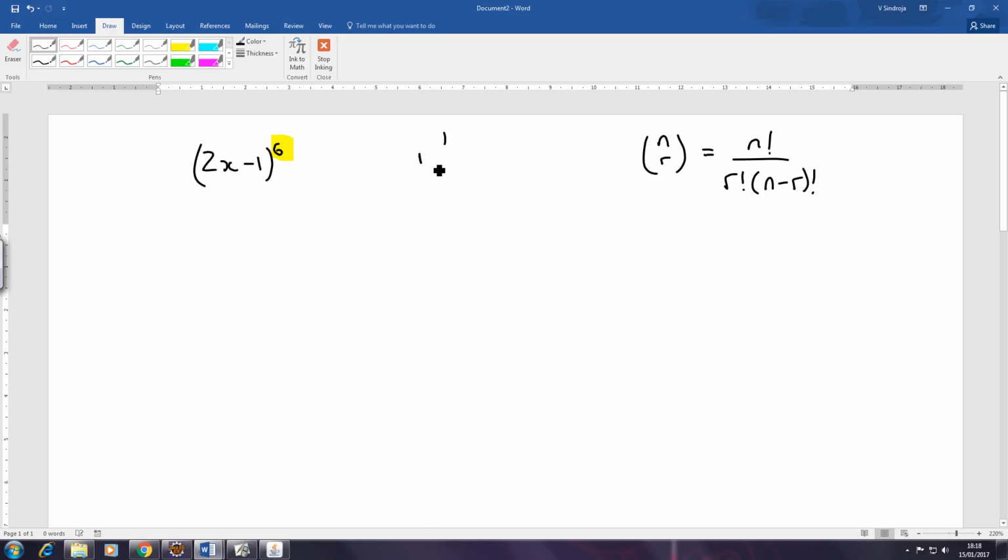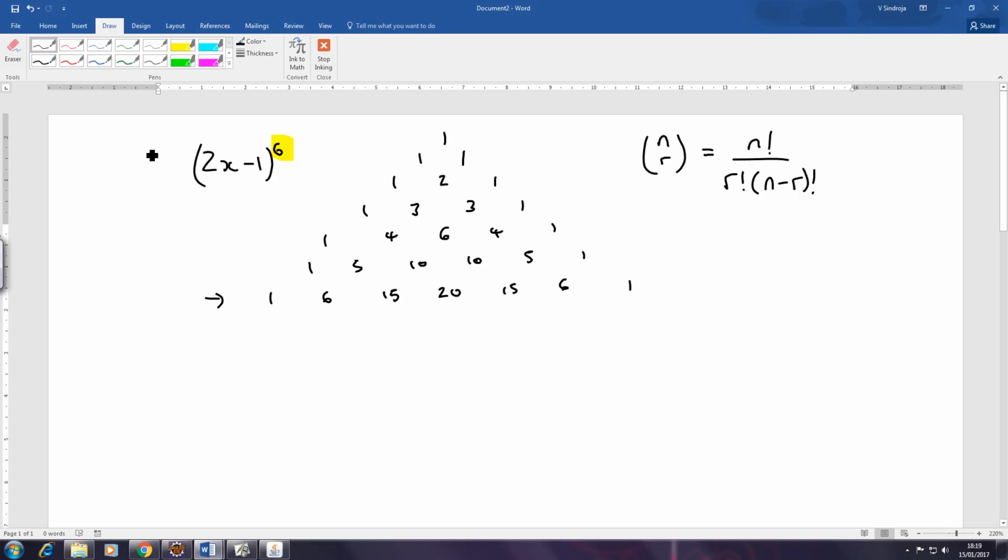So 1; 1 1; 1 2 1; 1 3 3 1; 1 4 6 4 1; 1 5 10 10 5 1; and it's 1 6 15 20 15 6 1. So this is the row I want: 1, 6, 15, 20, 15, 6 and 1. Okay, so these are the numbers I'm going to be working with.